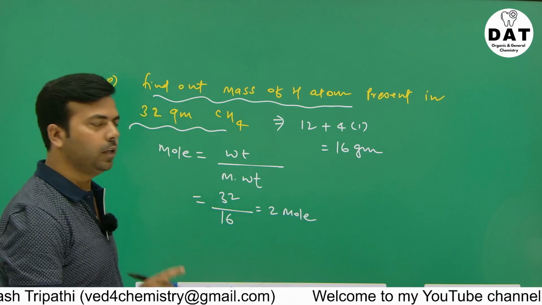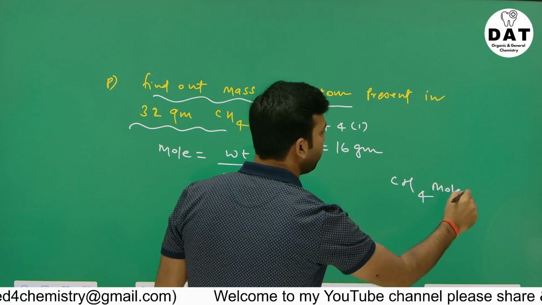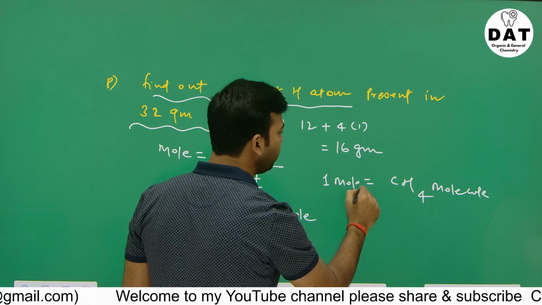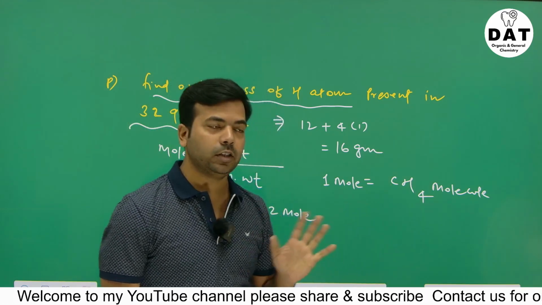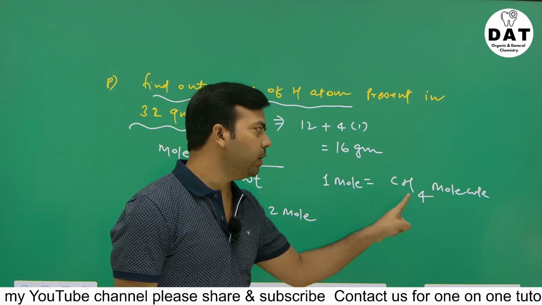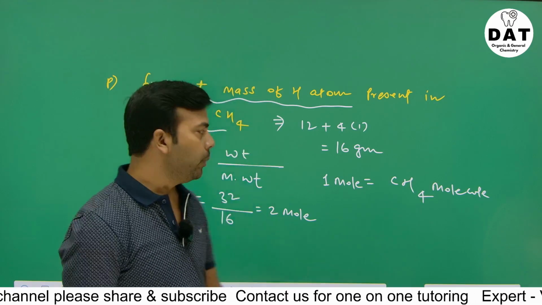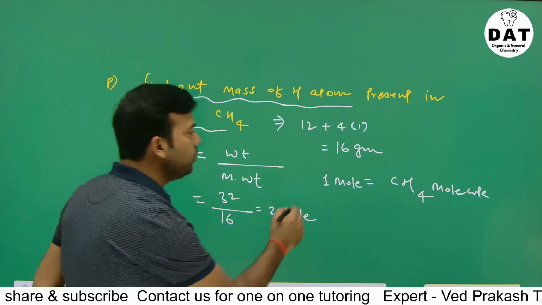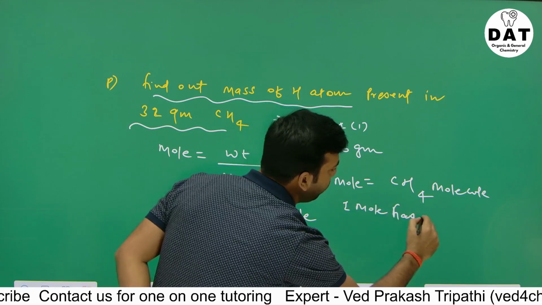Clear? Now look at the CH4 molecule. Suppose you have 1 mole CH4, what does it mean? In 1 mole of CH4, there is 1 mole carbon and 4 mole hydrogen. This is the way you can read it: the number of carbon atoms is 1 mole and the number of hydrogen is 4 mole. But here we have 2 mole and it is talking about hydrogen. So 1 mole has 4 mole hydrogen.